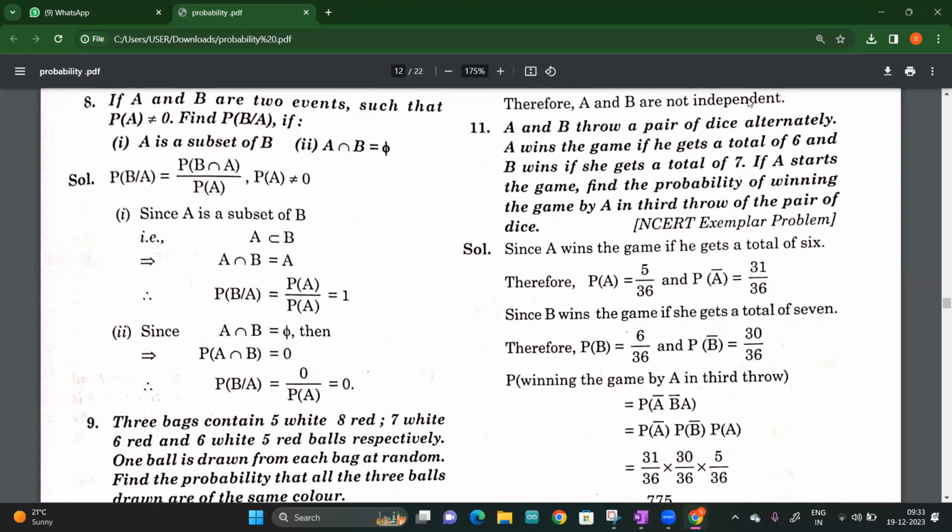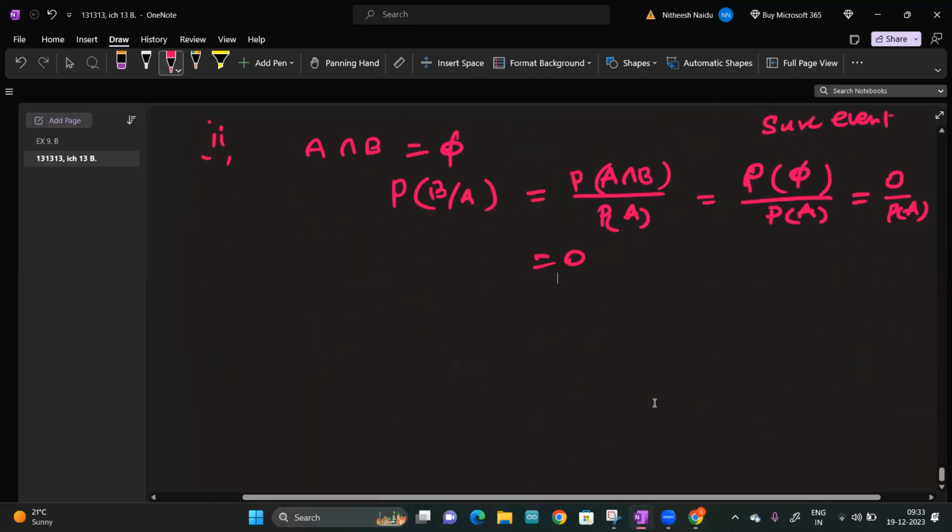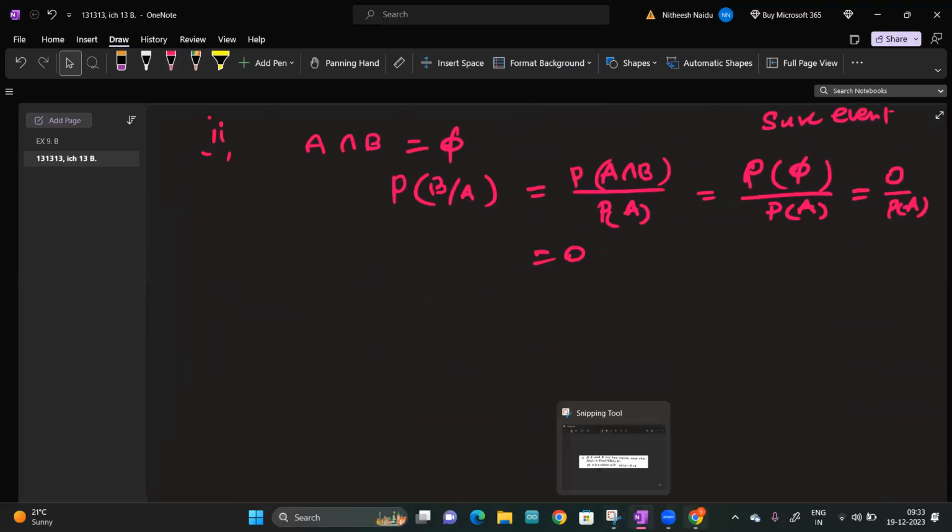So his winning chance is that he has to get 6 as a total when 2 dice are thrown. Now let's start this problem. Let's copy this question.